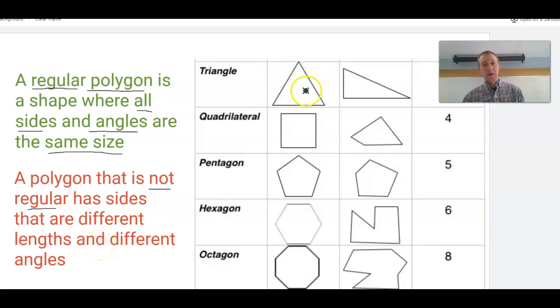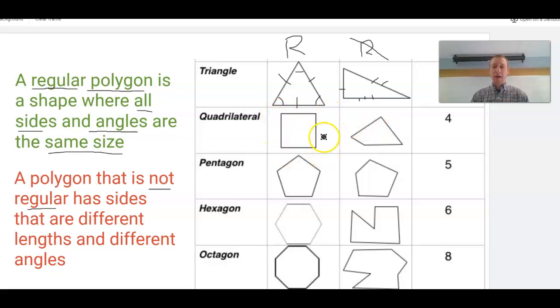So here's a regular triangle. 1, 2, 3. These sides are all the same length, and 1, 2, 3. These angles are all equal. So this is a regular polygon. This one, on the other hand, this side is not the same as this side, which is not the same as this side, right? So even though this is a polygon, because it's closed and it's got straight sides, it's a polygon, but it's not a regular polygon. We're going to see these are not regular polygons.